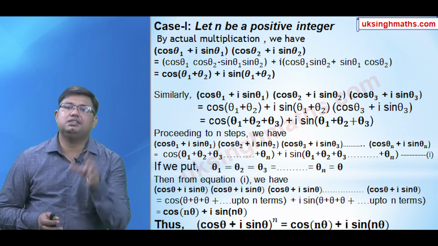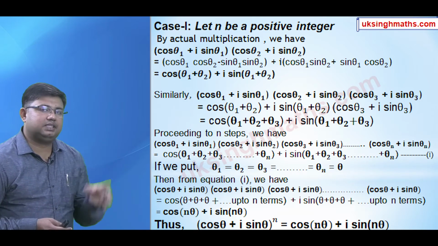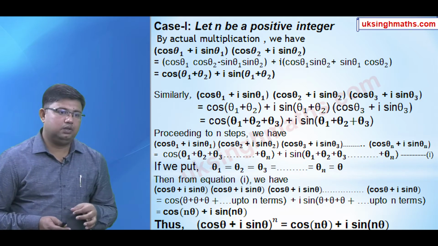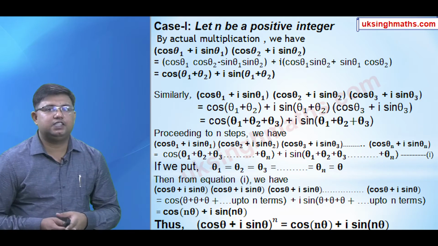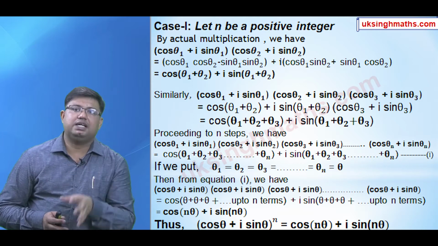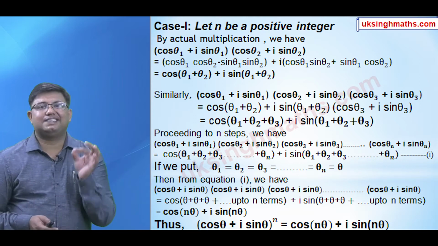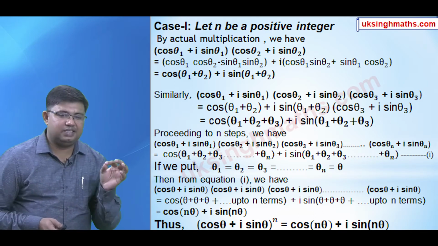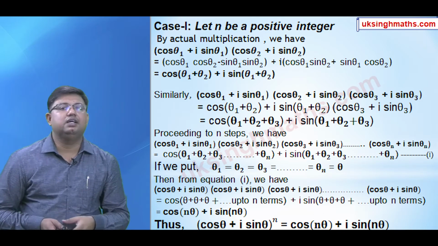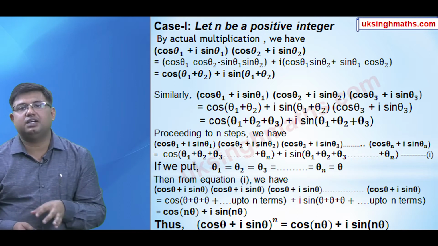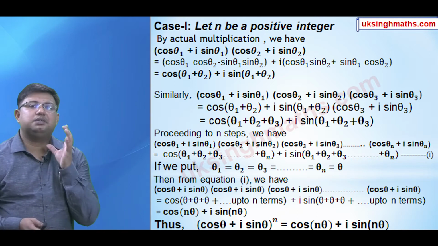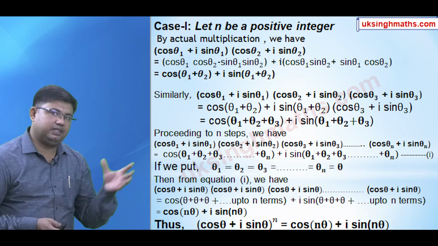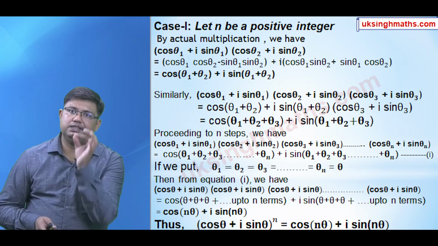If you proceed in the same way up to n steps, that is multiplying (cos theta 1 + i sin theta 1)(cos theta 2 + i sin theta 2)(cos theta 3 + i sin theta 3) and so on up to (cos theta n + i sin theta n), you will have the result cos(theta 1 + theta 2 + ... + theta n) + i sin(theta 1 + theta 2 + ... + theta n). So what you are visualizing here is that the angle terms after the multiplications are getting added. Call this relation equation 1.